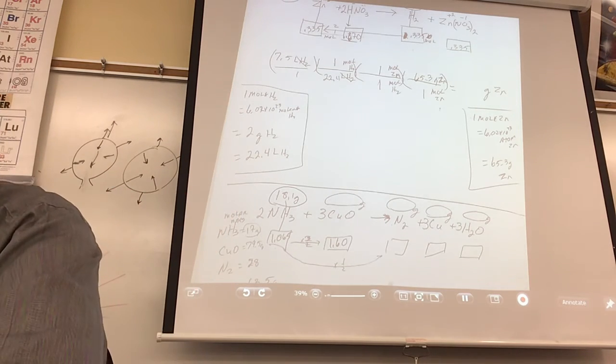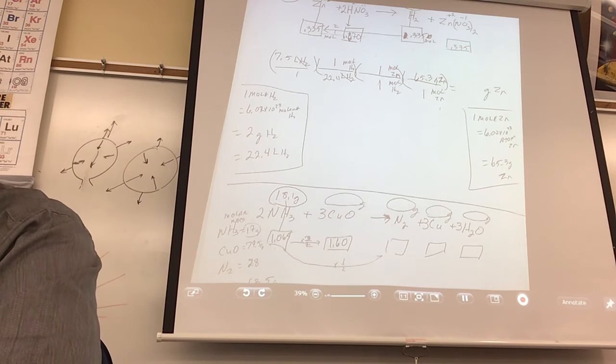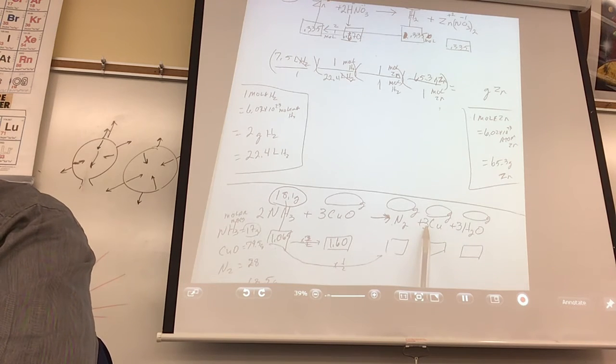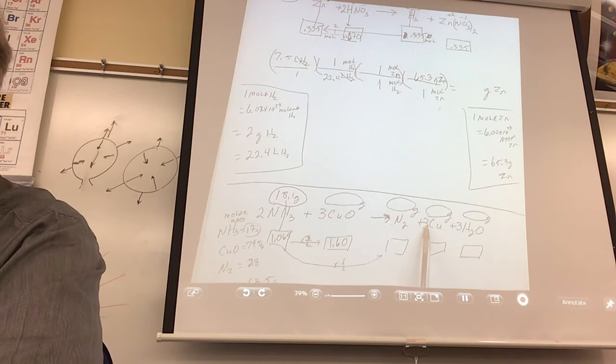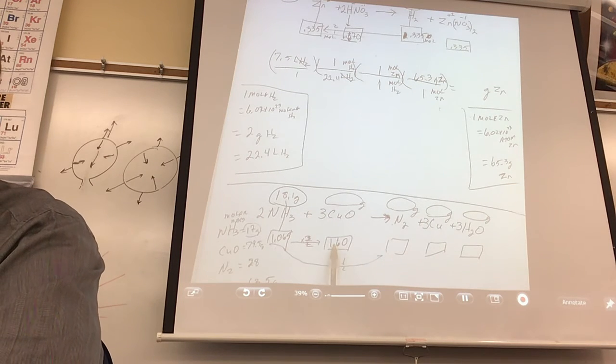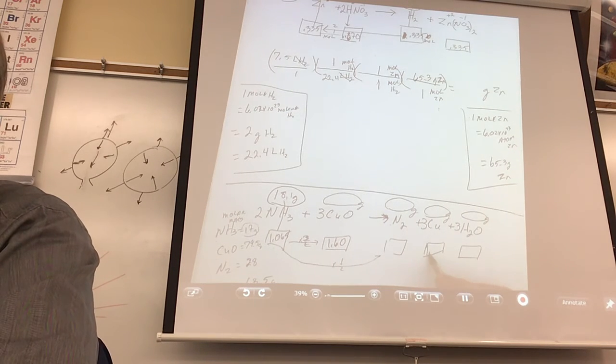All right, now, the really neat part about this is when you have 3, 3, and 3, you've got to get the same. Doesn't it have to be the same? If that's 3, that has to be 3. If that's 9, that has to be 9. If this is 1.60, what's this have to be?